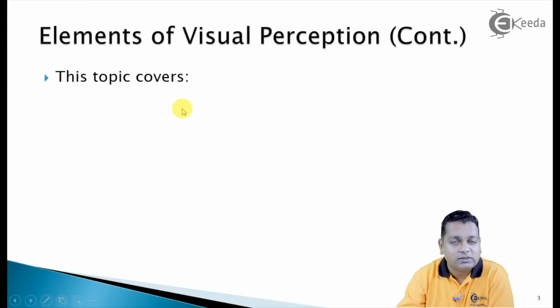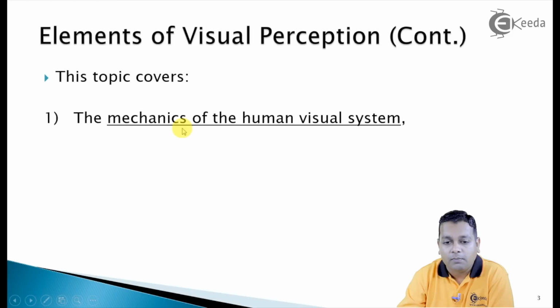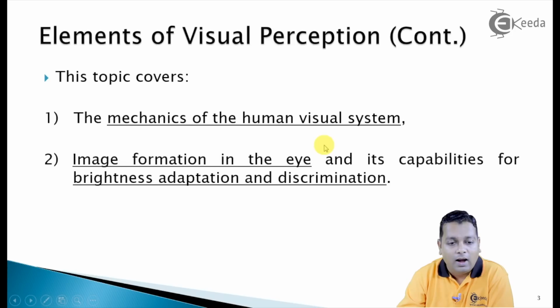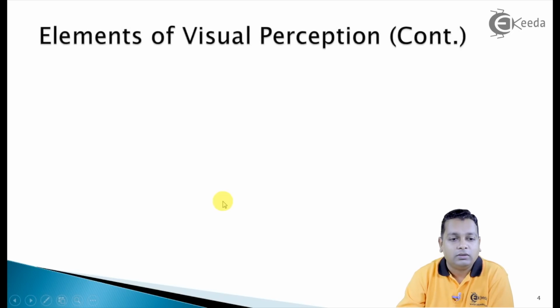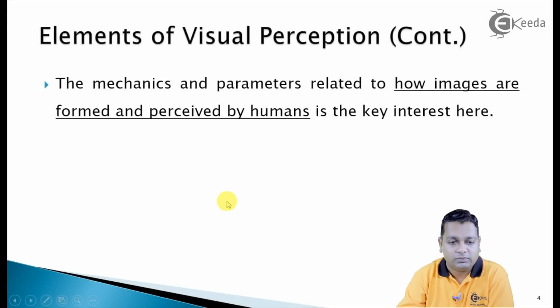This has to cover first of all the mechanics of the human visual system, where we are going to start with the structure of the human eye, and the next one, image formation in the eye, that is the next video, and its capabilities for brightness adaptation and discrimination, that will follow the image formation in the eye. So the three topics come under the title elements of visual perception.